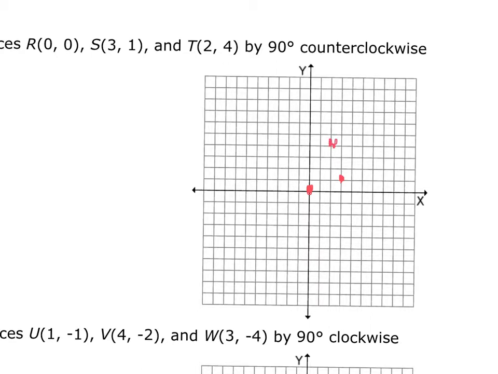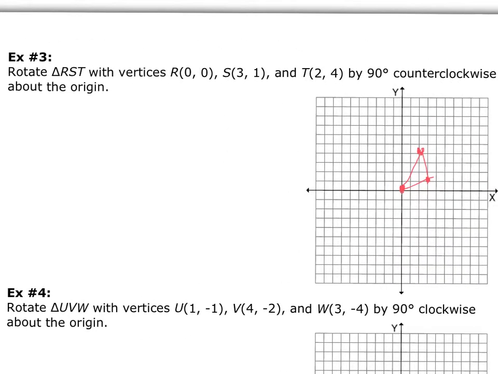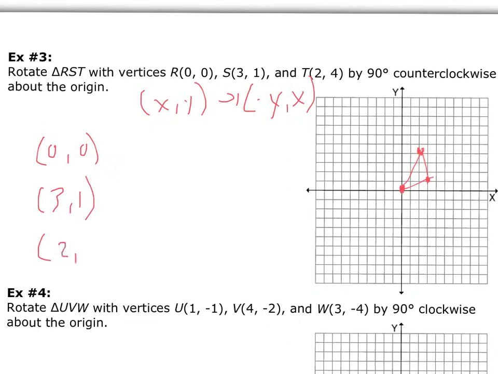Okay, so here is our triangle. And we want to rotate that thing 90 degrees counterclockwise. Well, what's the formula for counterclockwise? We know the formula is going to be from x, y, and then to rotate it 90 degrees counterclockwise, we want to go to -y, x. Okay, so let's start with all of our originals. We had 0, 0, 3, 1, and 2, 4.